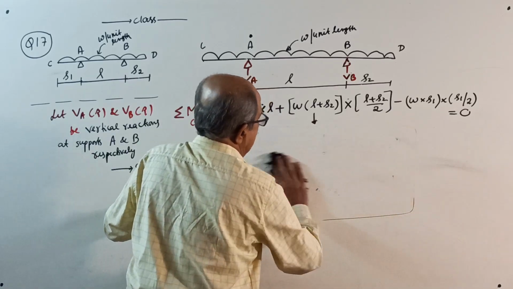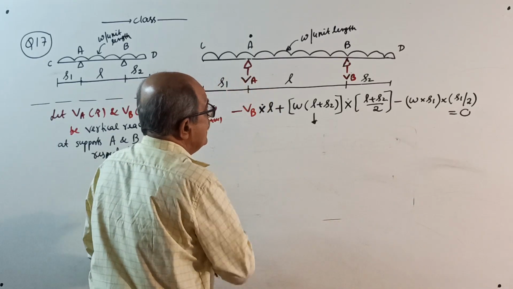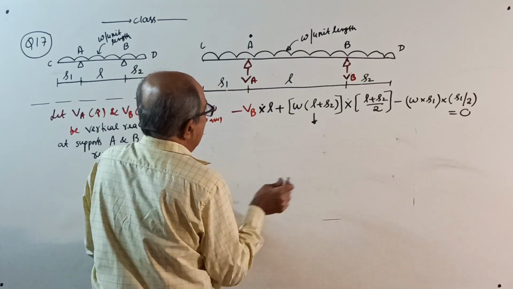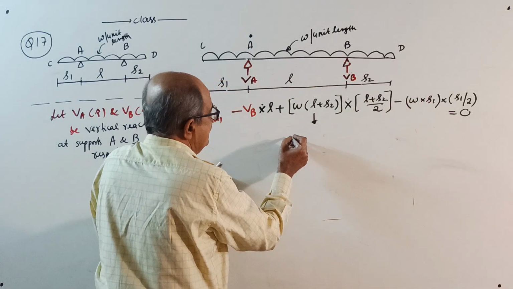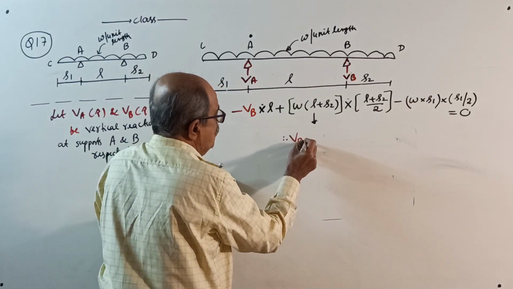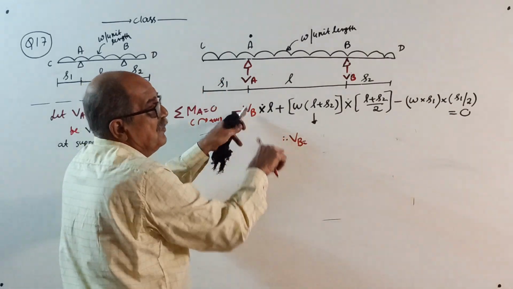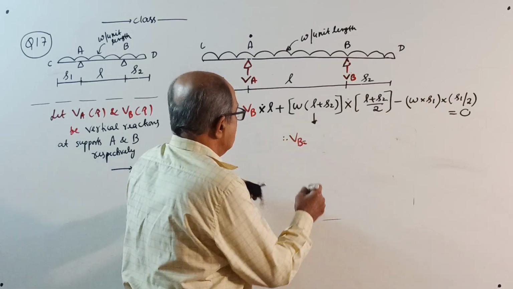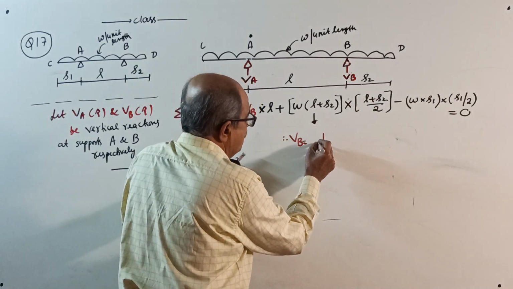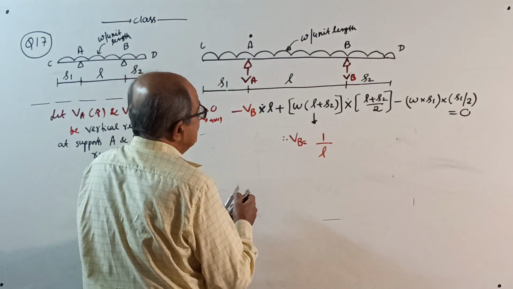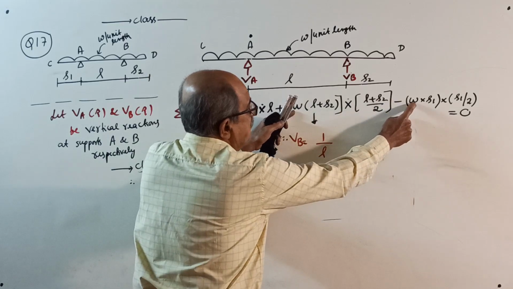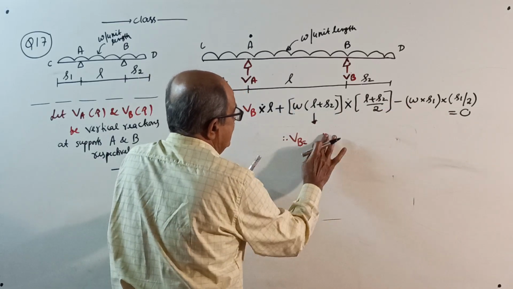See what you get, VB. Therefore, you will get VB equal to, see, correct, clear. See, minus VB into L becomes positive that side. Therefore, VB equal to plus VB into L, so it will become 1 by L. 1 by L will come outside, 1 by L into how much? W common. So, I can put W by L.